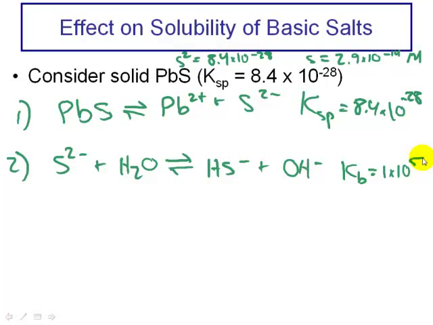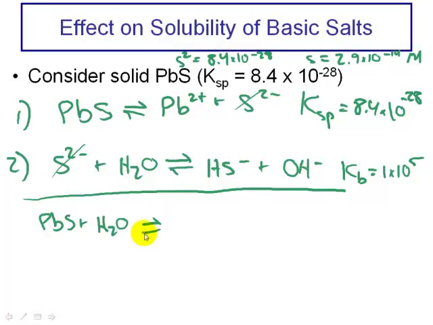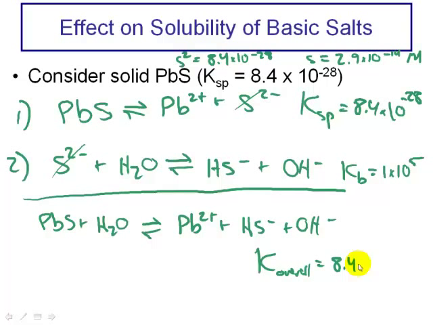And so when I look at the total reaction, what cancels out? Sulfide does. The overall reaction looks like this: PbS plus H2O is in equilibrium with Pb2+ plus HS- plus hydroxide. The overall equilibrium constant would be the product of these two multiplied together. Since 8.4 times 1 is 8.4, and negative 28 plus 5 is negative 23, my overall K value is 8.4 times 10 to the minus 23rd power.